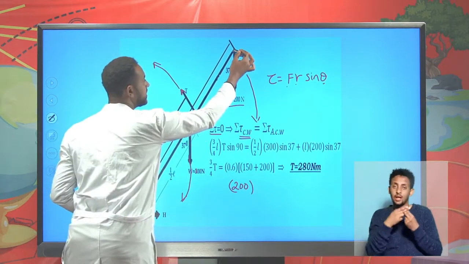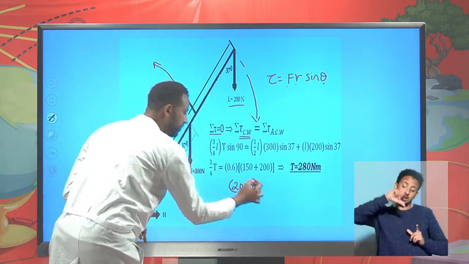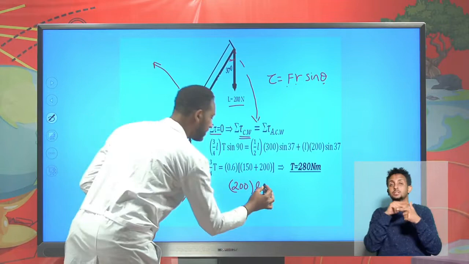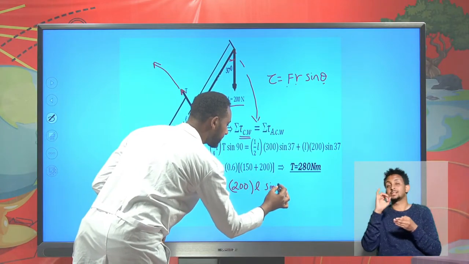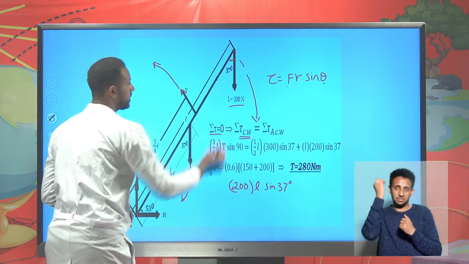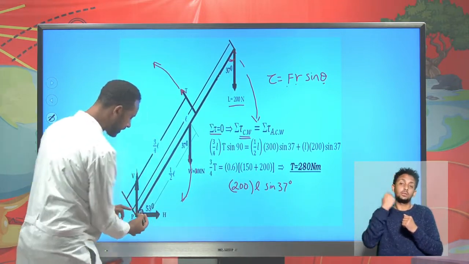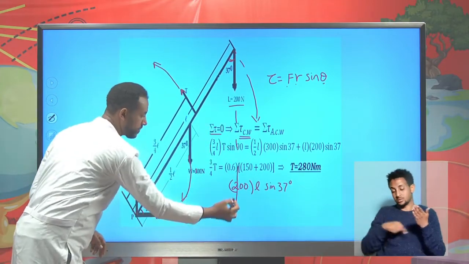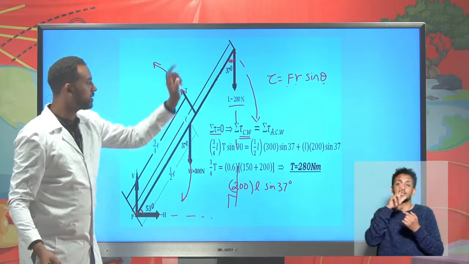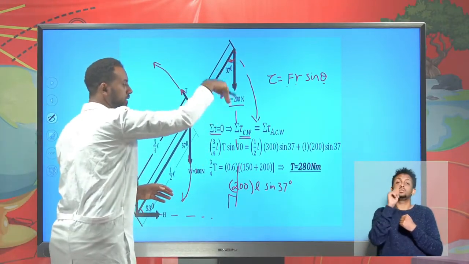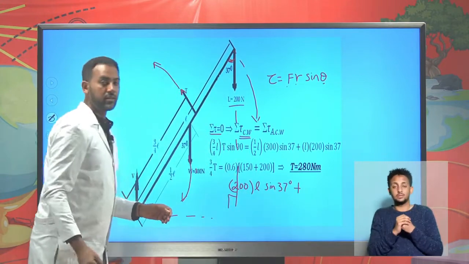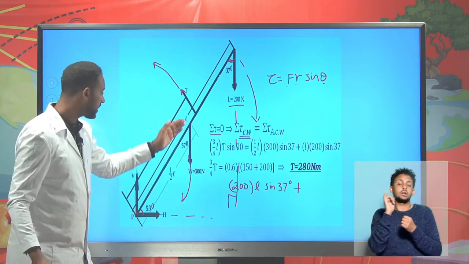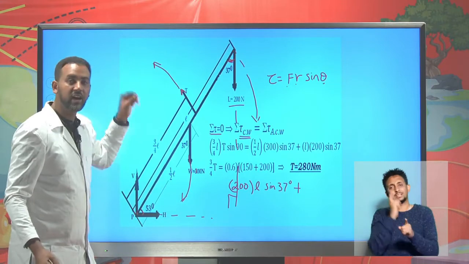200 times the distance from this to this is length L. Okay, length L. And then here you have an angle theta, and that angle theta is given to be sine 37 degree. This is sine 37 because here you have an angle 53. Okay, angle 53, so that if you project this, it's 90 degree here, so that we can find 37 degree. These are the torques which are acting clockwise, plus the other torque which is acting clockwise is the weight of the bar itself. It has its own weight, and it's found exactly at half of the length.